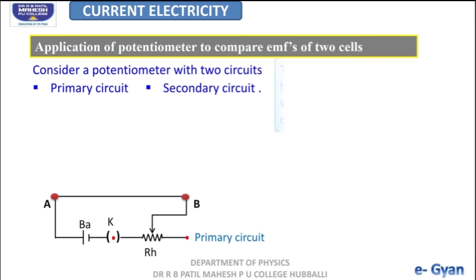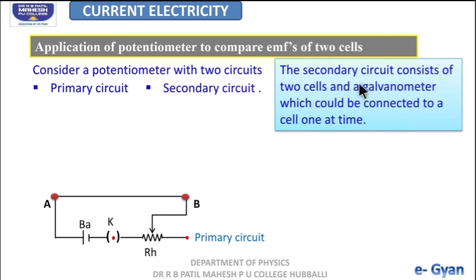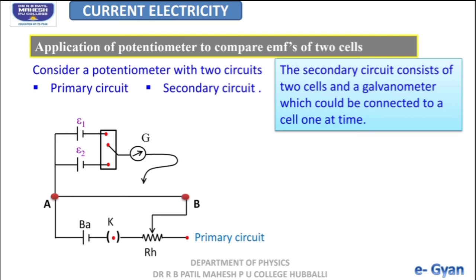In the secondary circuit, there will be two cells and a galvanometer, which could be connected to one cell at a time. Two cells, cell 1 and cell 2, are connected to a galvanometer, and the other end of the galvanometer is connected with a sliding contact. A circuit which is connected with a battery is called the primary circuit, and a circuit which is connected with cells is called the secondary circuit.